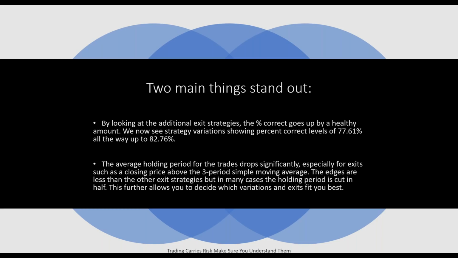So by looking at additional exit strategies, the percent B correct goes up by a healthy amount. We now have strategy variation showing percent correct levels up to 77.61, all the way up to 82%. So if you can find trades that always will have an 82% success ratio, all you have to do is use those calculations and don't worry about strategies.